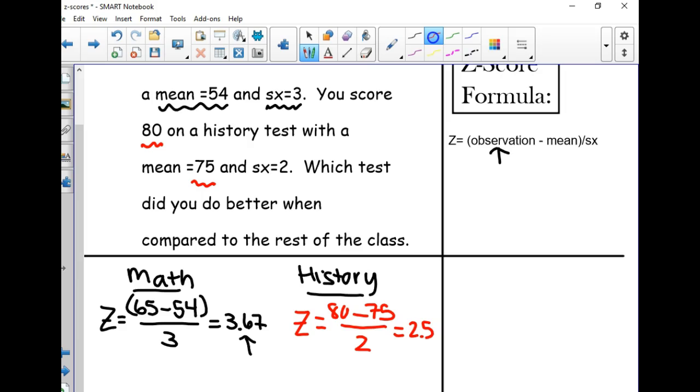Now, granted, a 65 could be a D. But in statistics, we don't care that it's a D. We care about where our place is comparatively. We call it a measure of location. And then we make decisions based on that in statistics. So compared to everyone else, we're doing really well. And that's what we care about.